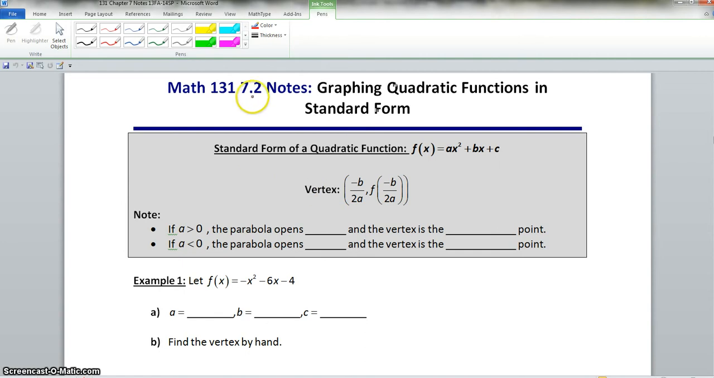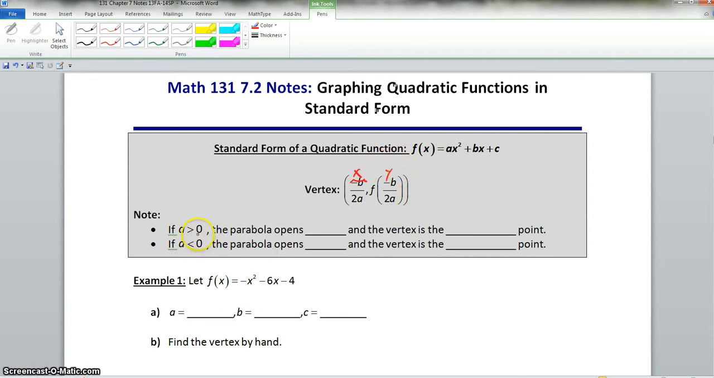Hello class, we're about to start section 7.2, graphing quadratic functions in standard form. Now the standard form of a quadratic function is f of x equals ax squared plus bx plus c. We have our vertex, negative b over 2a, that is our x value. And then f of negative b over 2a, we know that is our y value.